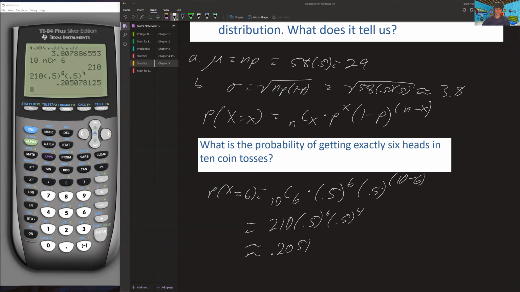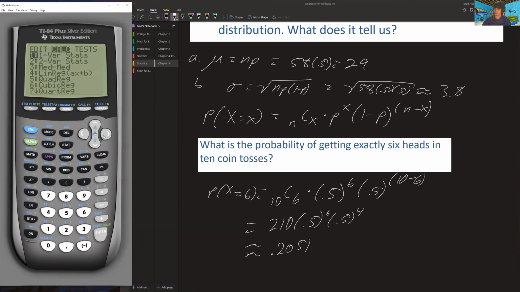Now, if we wanted to do this instead by making use of a calculator here, then what we can do is we can go to stat. And then give me just a second to find it here. So we go to our distribution menu here, and we are going to be looking for our binomial.